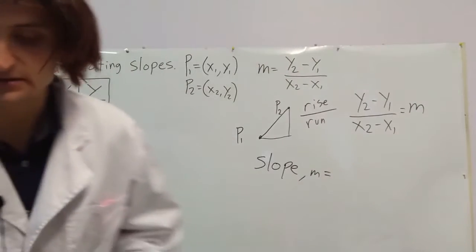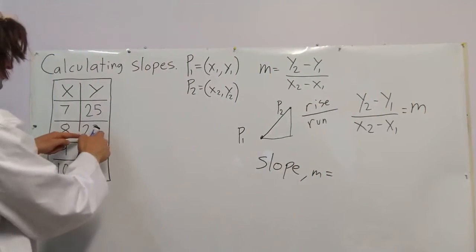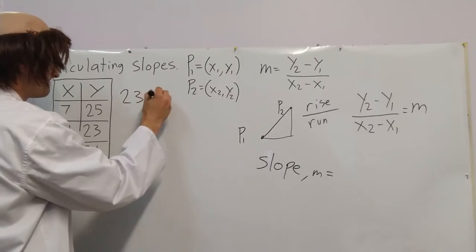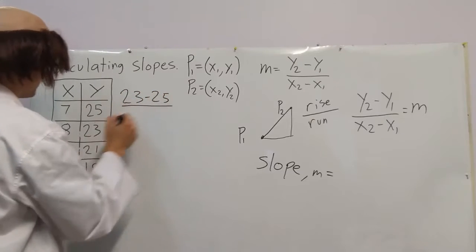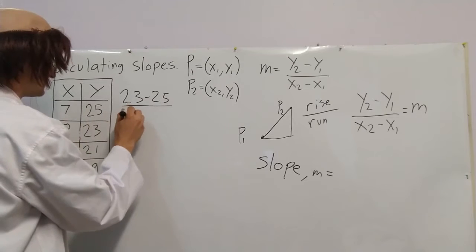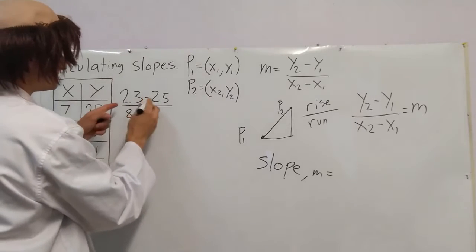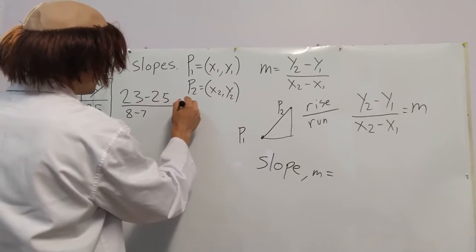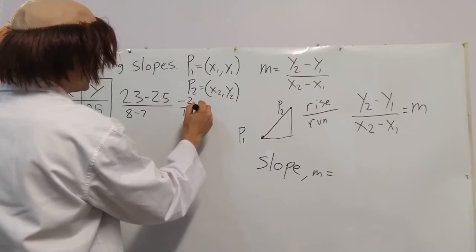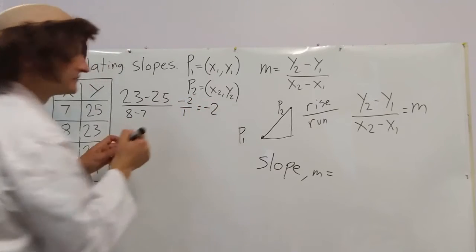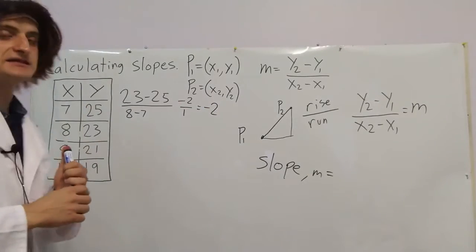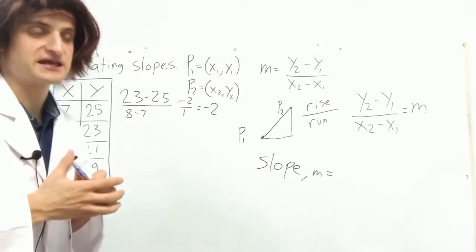Okay, so here is our calculation. 23 minus 25 divided by 8 minus 7. This is negative 2 divided by 1 equals negative 2. This means that this person is consuming 2 vitamins every day.